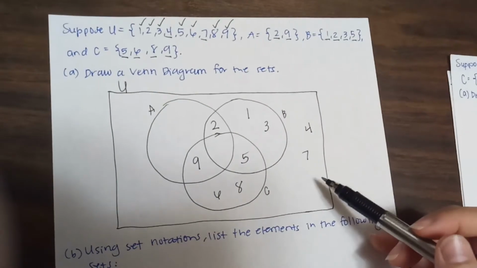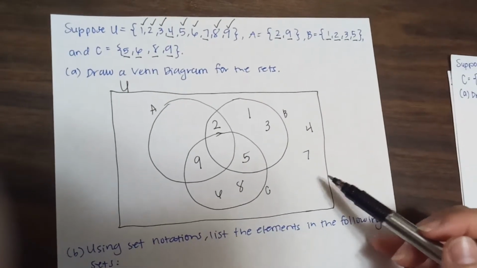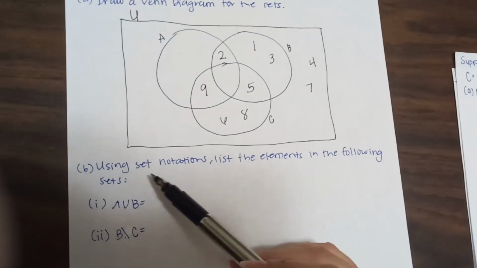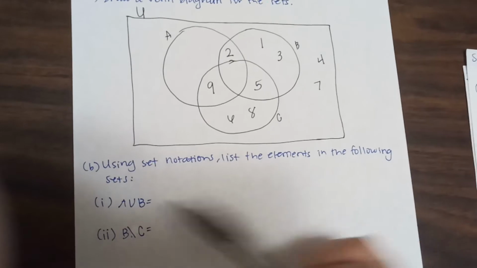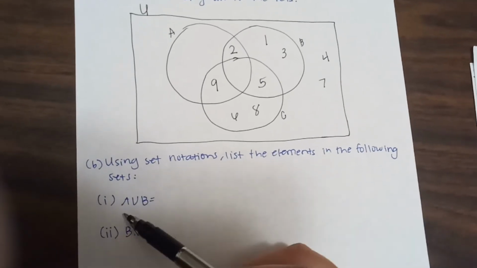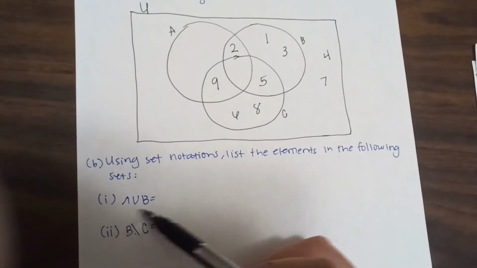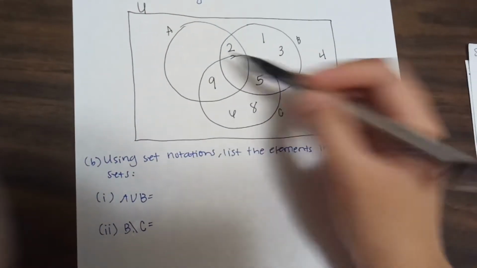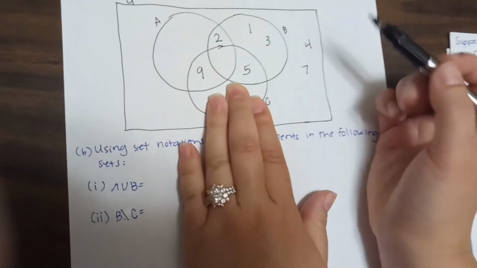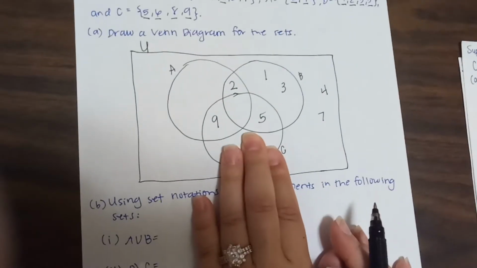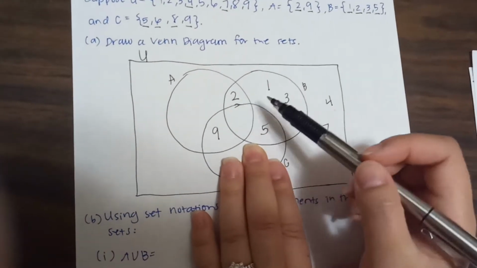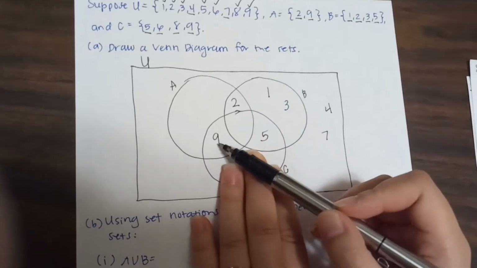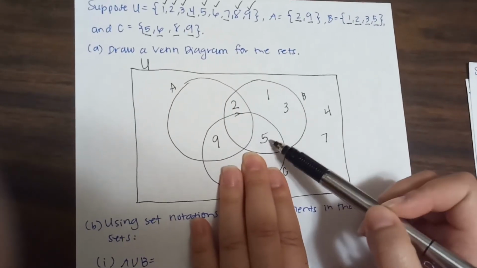Next, we will use this Venn diagram to help us answer the rest of the questions. The second part of the question is asking us to use set notations, list the elements in the following sets. We have A union B. A union B means we are looking at the circles of A and B and everything that is within. Ignoring C, we can see that the elements in both the sets of A and B combined are 9, 2, 1, 3, and 5.